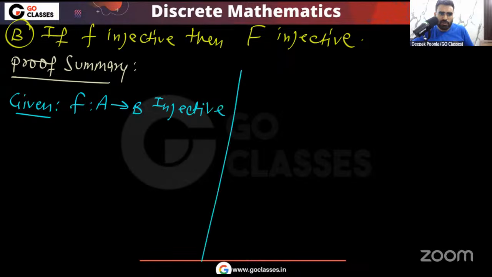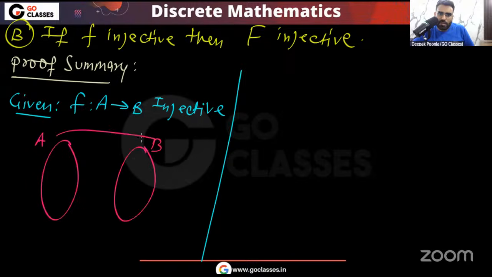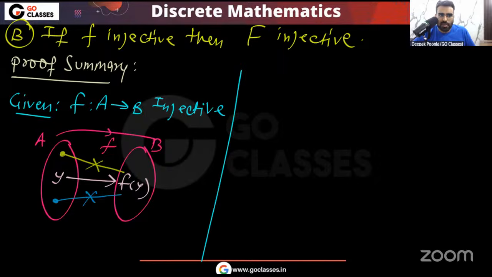Because this is given to us, one thing I can say is that this is A, this is B, and this is small f. Now this y maps to fy, and no other element can map to fy. No other element will map to fy. Okay, correct? See, I'm making the diagram to help you understand. Because small f is injective, different elements have different images. So if y is mapping to fy, then no other element of A will map to fy. Yes or no? Only y maps to fy.